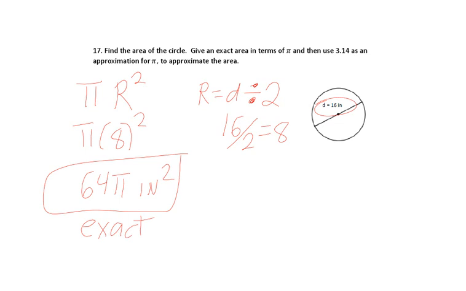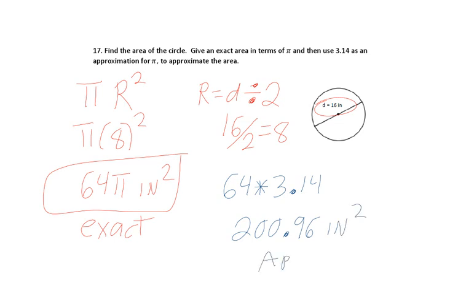The approximate answer is 64 times 3.14. And let's put that in the calculator and see what that is. 3.14 times 64 is 200.96 inches squared, and that is approximate.